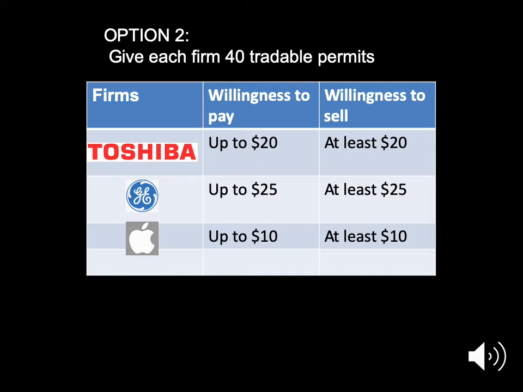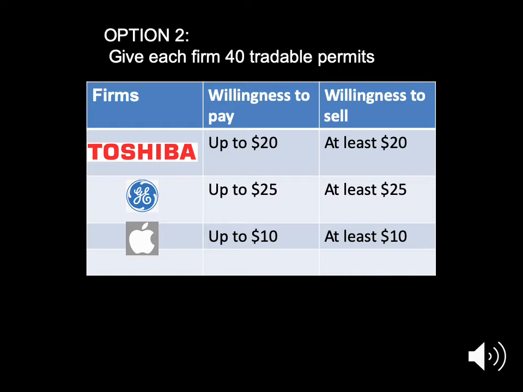Now let's look at option 2. We give each firm 40 tradable permits. So the same permits that we gave them before, just that this time they're able to trade with each other. Let's look at their willingness to pay.